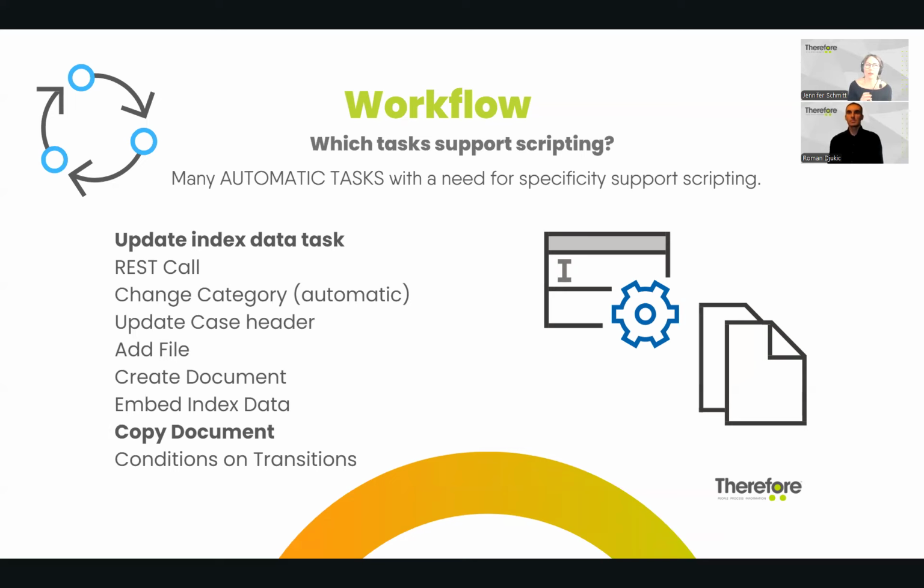But of course, in an automatic task, the computer needs to have all the information available so it can perform the correct action. The two examples that we have prepared today use the update index data task and the copy document task. These are simple examples that can be used in a lot of workflows that I think even you, if you have no prior experience with scripting, can actually start using today.